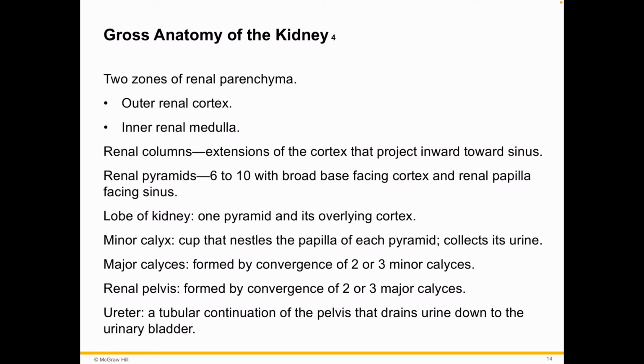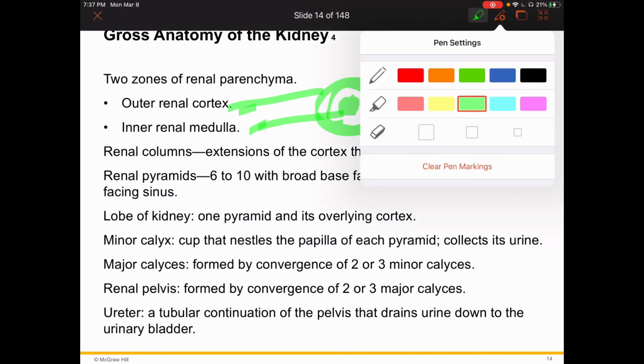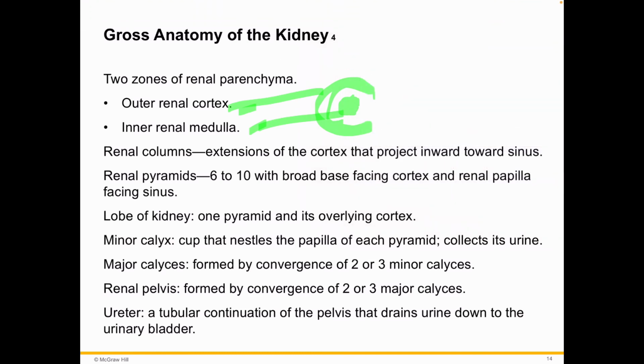The two zones of the renal parenchyma are the outer cortex and the inner medulla. So remember, the outer part is always the cortex, just like in the brain, and the inner part is the medulla, middle, right? Okay, I need to get back to a pen. I am in highlighter mode. Okay, here we go. The renal columns we looked at are extensions of the cortex that project inward towards the sinus, and they divide the pyramids themselves, right? So that's kind of helpful.